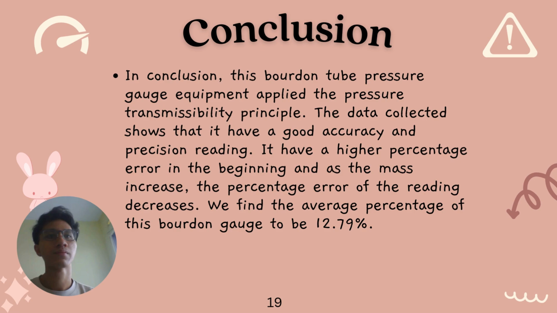In conclusion, this Bourdon tube pressure gauge equipment applied the pressure transmissibility principle. And the data collected shows that it has good accuracy and precision in readings. It has a slightly higher percentage error in the beginning, and as the mass increases, the percentage error of the reading decreases. We find the average percentage error for the gauge to be 12.79%.